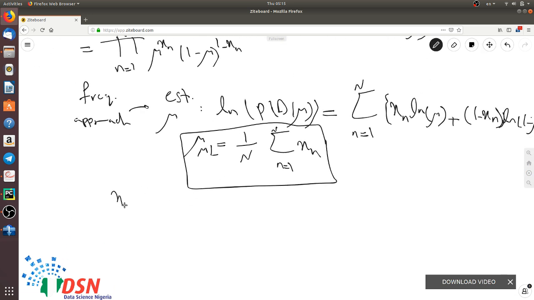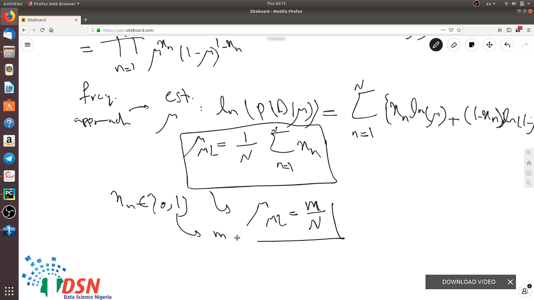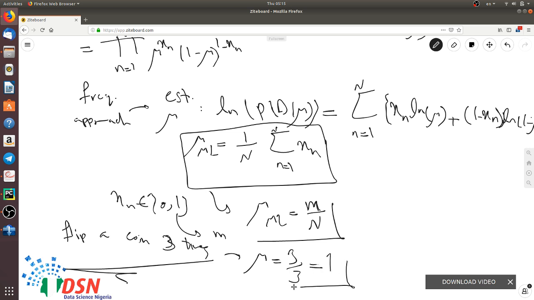If x_n is just 0 and 1, it means that mu is equal to m over n, if we have m ones. Basically it means that if we flip a coin 3 times and we observe that all of the times we have head, then mu will be 3 over 3, which is 1.